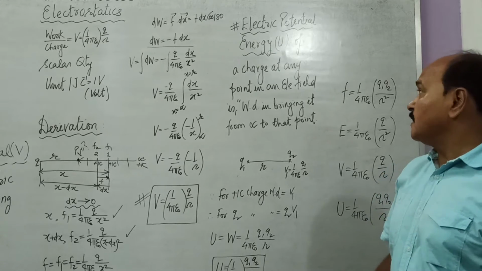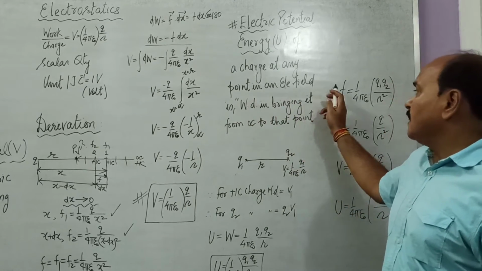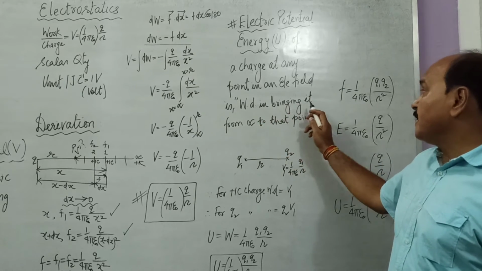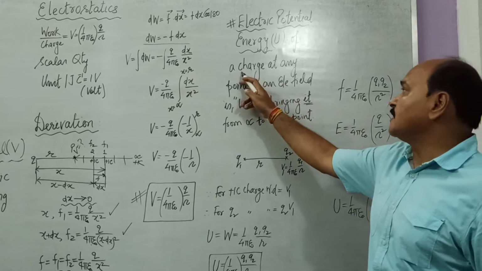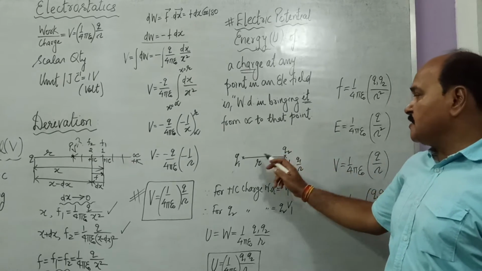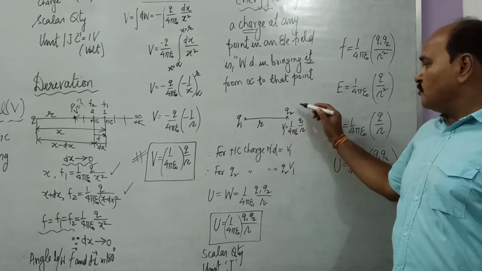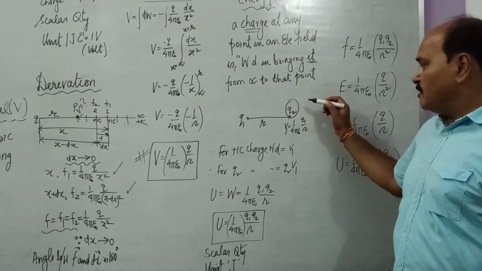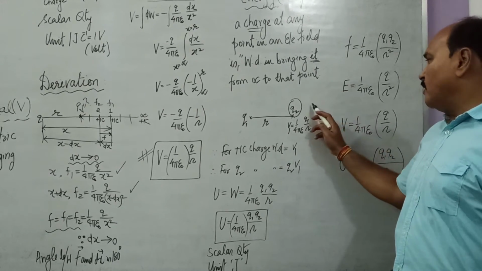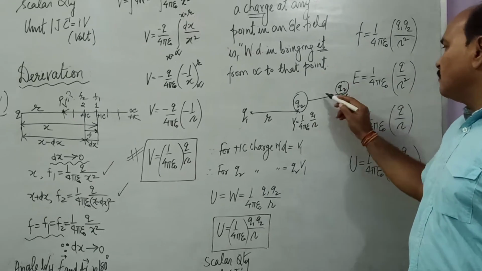So electric potential energy of any charge at any point in electric field is work done in bringing, it means, the charge from infinity to that point. Suppose these are 2 point charges q1 and q2 at a distance r from each other. So what is potential energy of q2? Potential energy of q2 is work done in bringing this q2 from infinity to this point.